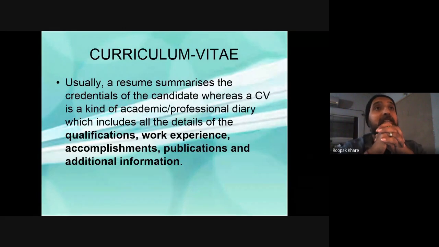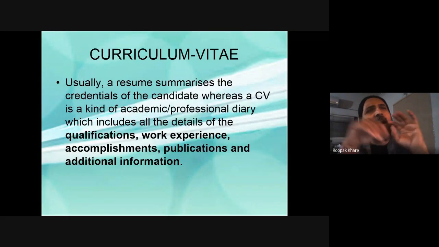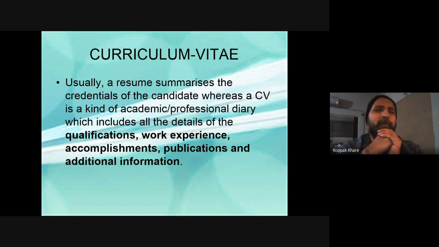Curriculum vitae or CV. Now, curriculum vitae is a bit different from a resume. Usually, resumes summarize the credentials of the candidate, right?